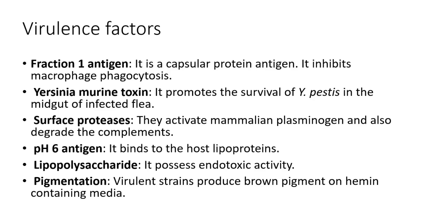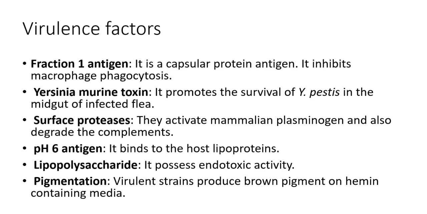As it is a capsulated bacteria, we can see the capsular factor 1 antigen. Then murine toxin, which promotes the survival of Yersinia pestis in the midgut of the infected flea. In the flea it has to survive, right? So how will it survive? With the help of Yersinia murine toxin. Then we have surface proteases, which activate mammalian plasminogen and also degrade the complement. So basically it affects the blood clotting mechanism.